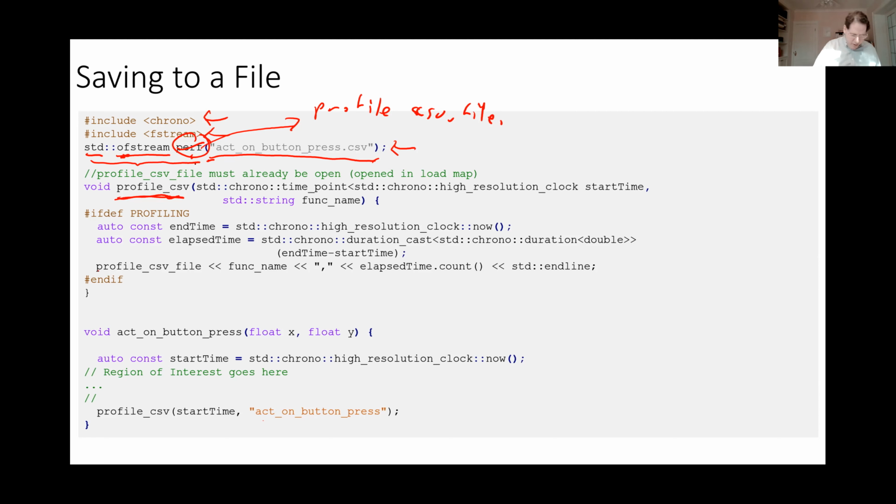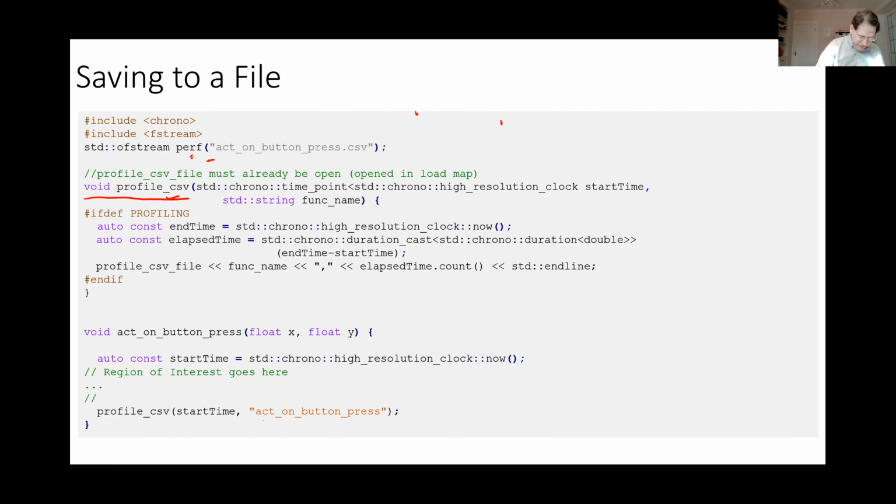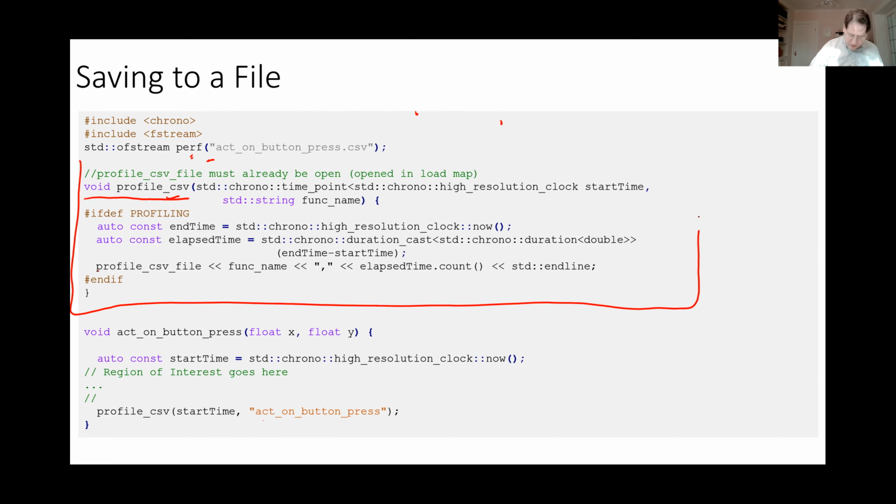Okay. The helper function. So let me erase some of this stuff because I got lots of stuff all over here. The helper function is this profile CSV function. So I wrote a little helper function here, and all it does is it gets the current time. It was passed in a start time, so it goes, okay, I'm going to compute the difference between start time and the current time, and you passed me a string. I'm going to print that string, which we're saying should be the name of the function. I'm going to print that string and print the elapsed time to this comma-separated value file, which should already be open.